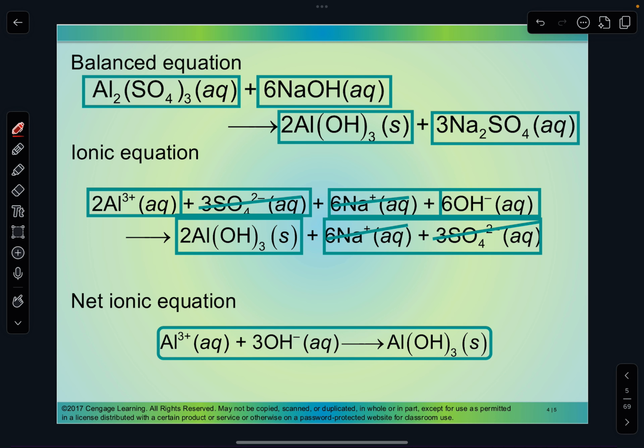Okay, so if we were to do this with aluminum sulfate, which is a different compound, then we can check and see what is going to happen. So Al2(SO4)3, this is going to be soluble. Sulfates are soluble for the most part, and so it's going to be soluble.